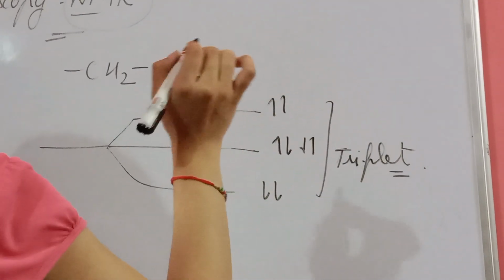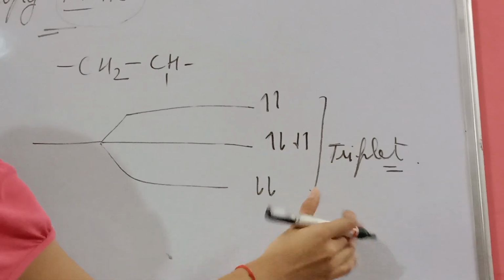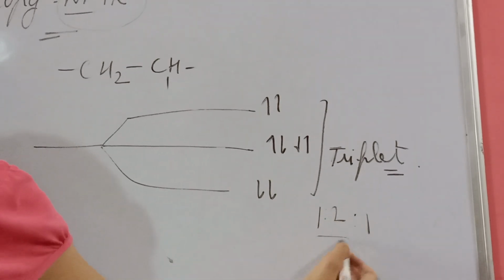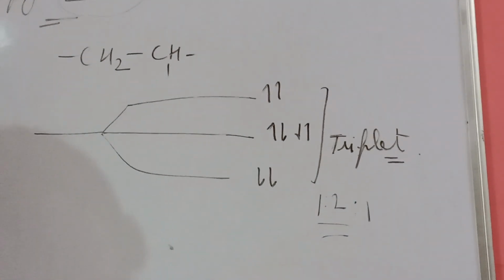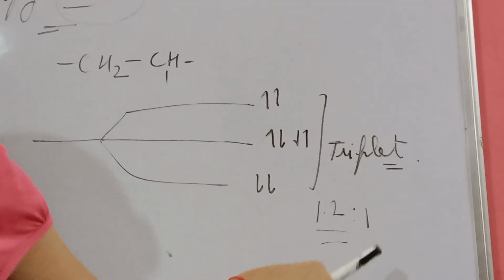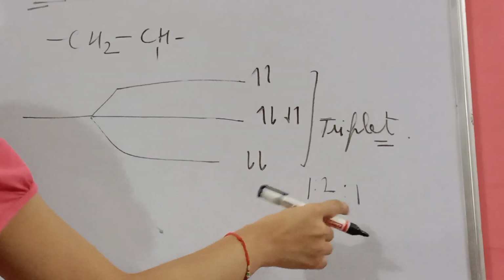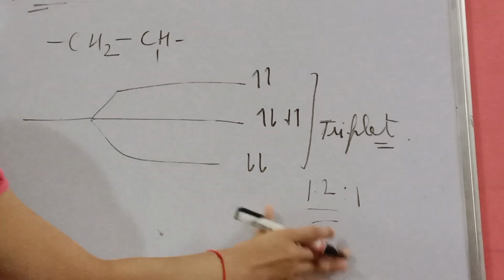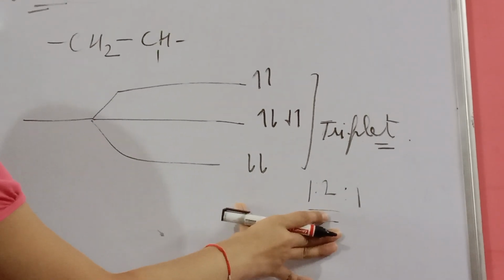The relative intensities of the three peaks in this triplet are 1:2:1. That is, the center peak will be almost double in intensity than the two outer peaks due to the combined probability of the two equivalent combinations.